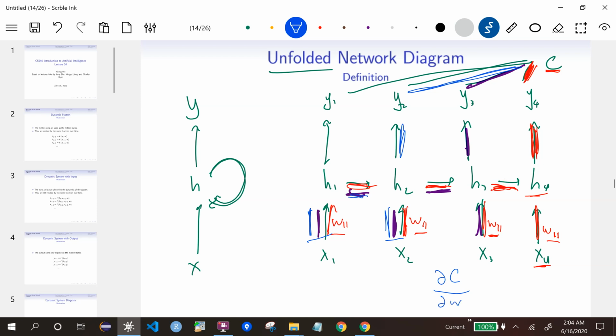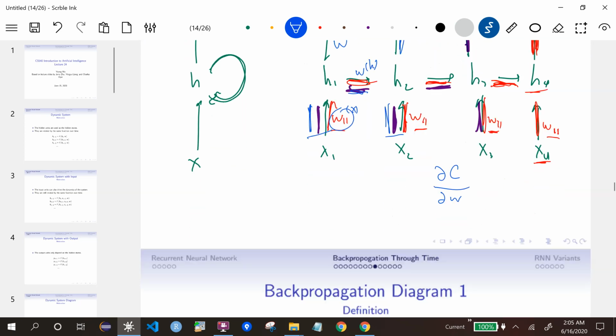And how many groups of w's do we have? One here, we will call it w superscript x, and one matrix of weights here, wy, and one matrix of weights here, wh. So that basically summarizes the problem that we face.